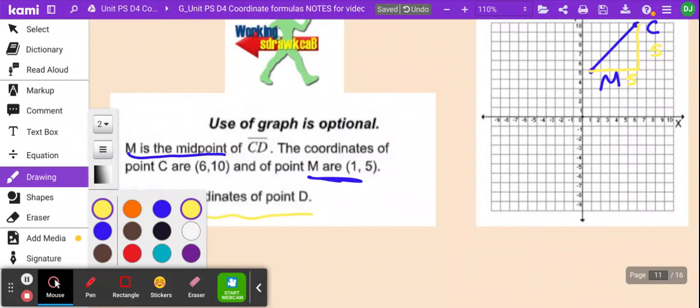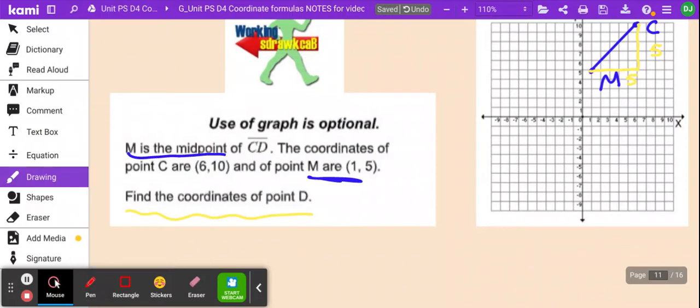So now, that's what I'm going to do. Everybody can count, right? Count carefully. 1, 2, 3, 4, 5. That's down. 1, 2, 3, 4, 5. That's D. Boom. I found D, which is -4, 0. So that's working it backwards.